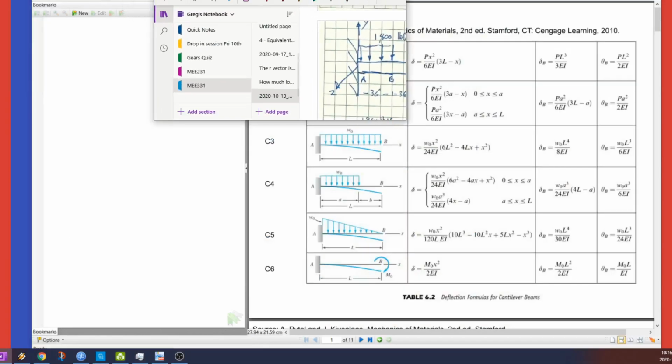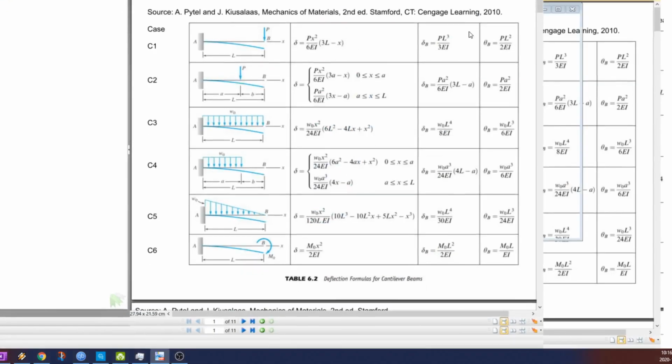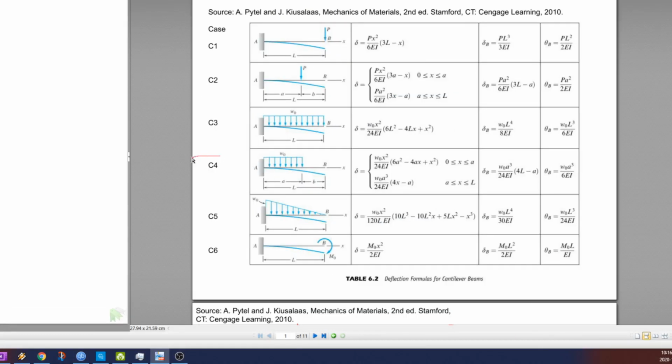So I got C4 from Patel here for the distributed load, C1 here for the point load, and C6 for the moment. And each of those are going to cause a certain amount of displacement and a certain amount of tilt at the end as well.